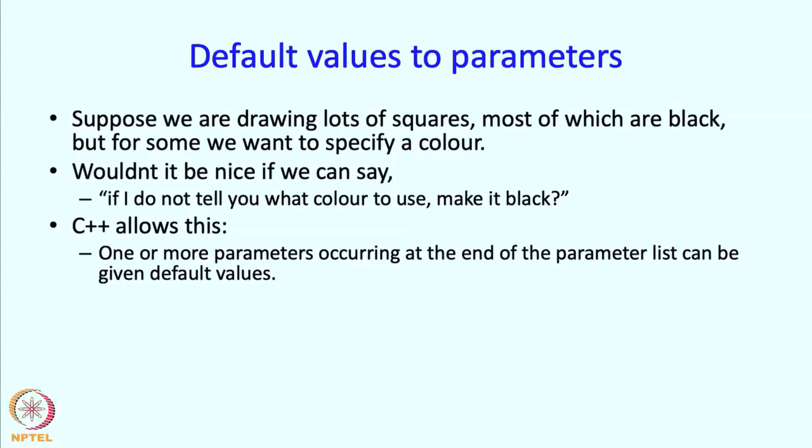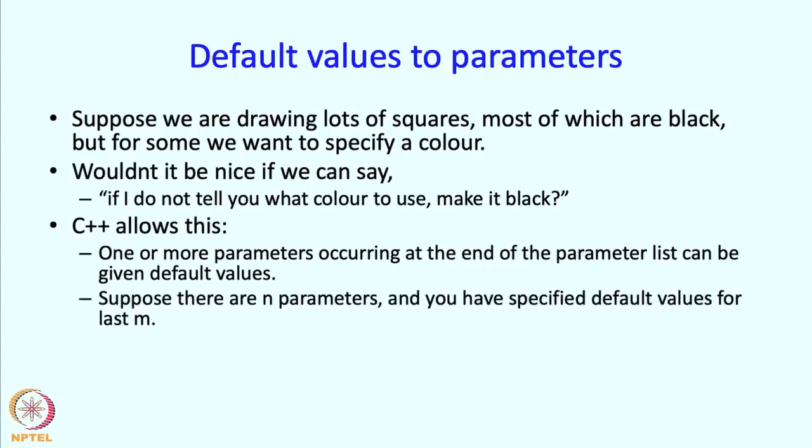One or more parameters occurring at the end of the parameter list can be given default values. You can choose. If you have 10 parameters, you may say that the last 3 will have these default values. So, if there are n parameters and you have specified default values for the last few, in your call you must specify at least the values for the remaining arguments. So again, say I have 10 parameters and you have specified default values for the last 3, then in my call I must specify at least 7 values, and these values will go to the first 7 parameters.